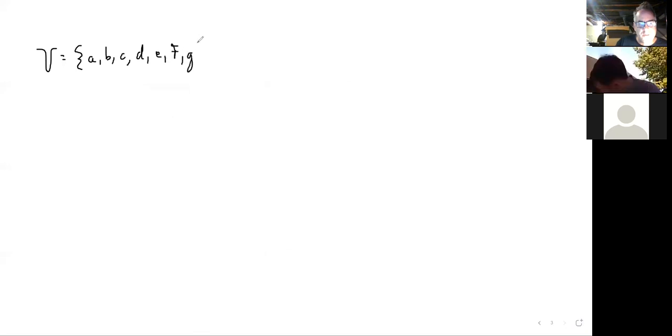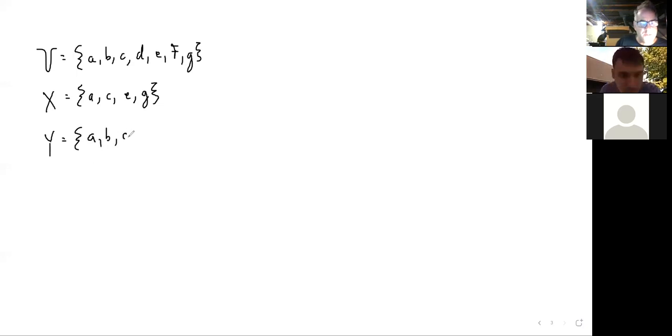So let's say I've got a universal set, and it's got the elements A, B, C, D, E, F, and G. And then living within this universal set, let's say I've got a set X, and it's got the elements A, C, E, and G. And a set Y, capital, and it's got the elements A, B, C. And a set Z, and it's got the elements B, C, D, E, and F.